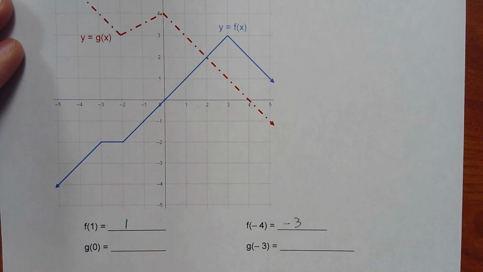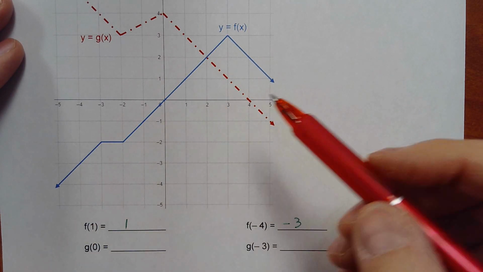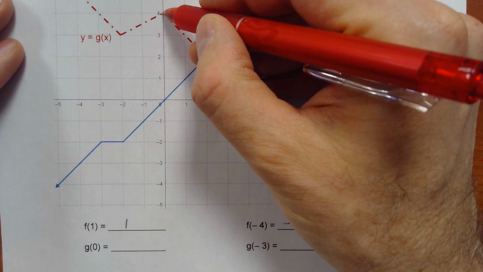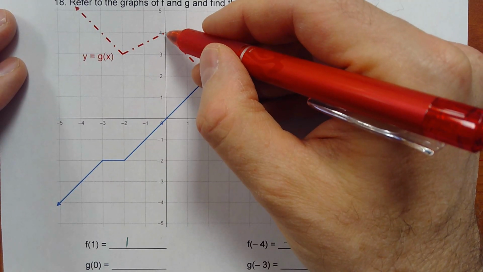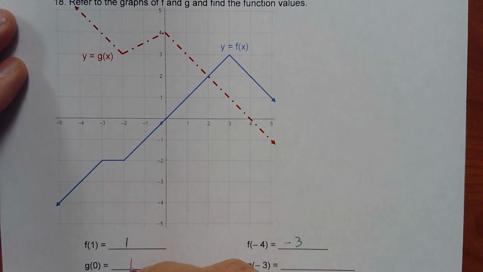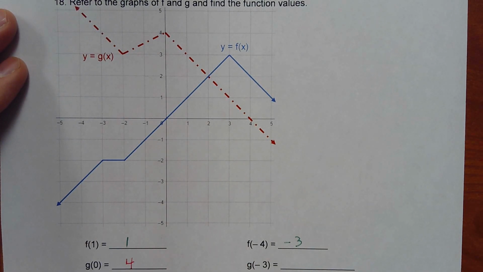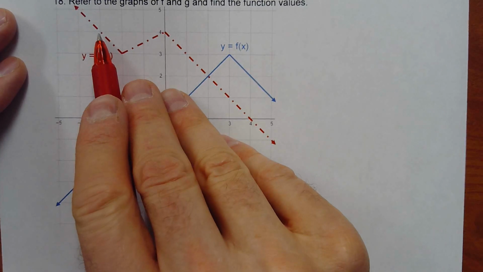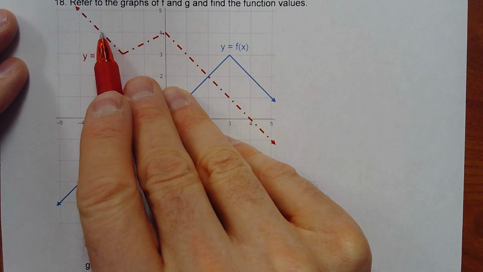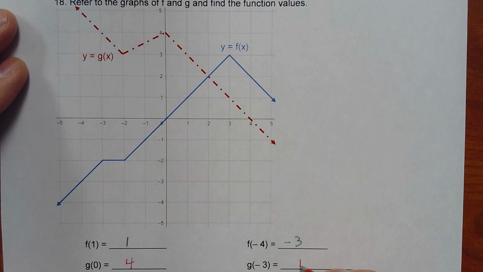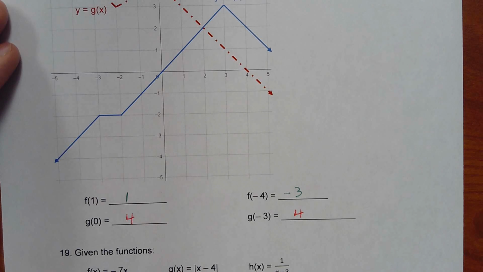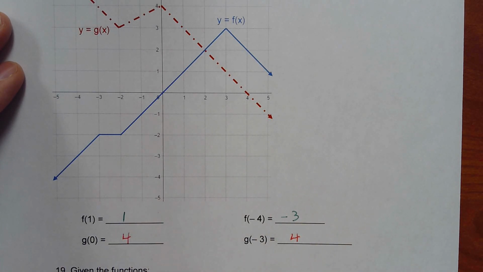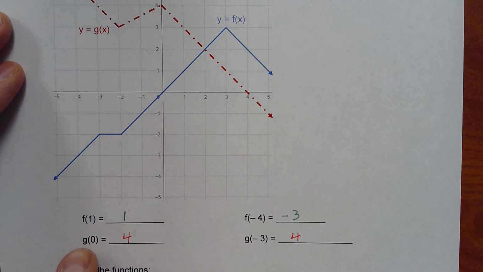Now let's do g. g of 0. So now I'm looking at the red graph. So when x equals 0, I'm looking at this point up here. My y value is 4. And then g of negative 3. So looking at when x is negative 3, going up to my dashed graph here on g, my y value is 4. So both of those are 4. So I'm just using the graph to read off the y values on the various graphs when we're given the x value.